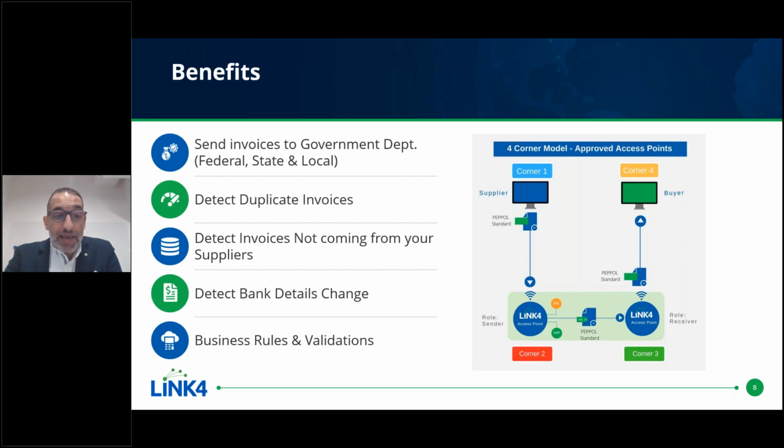On top of that, you can also implement different business rules and validation that meet your organization's requirements. For example, we work with many government departments at federal, state and local level, and they implemented purchase order systems. They cannot accept an invoice from a supplier without a purchase order. So if we receive an invoice from a supplier without a purchase order, we basically stop that invoice and show it as not accepted or rejected, and the supplier should send it back with the correct purchase order number.